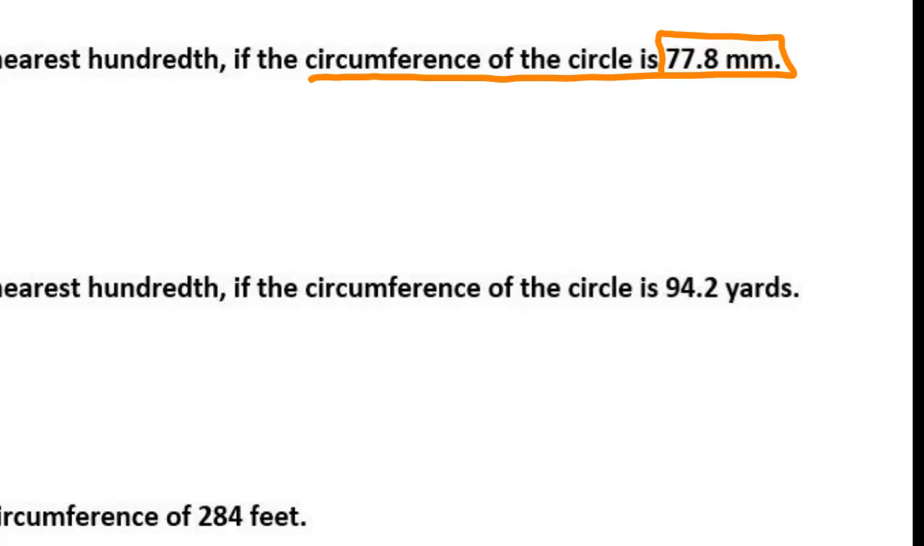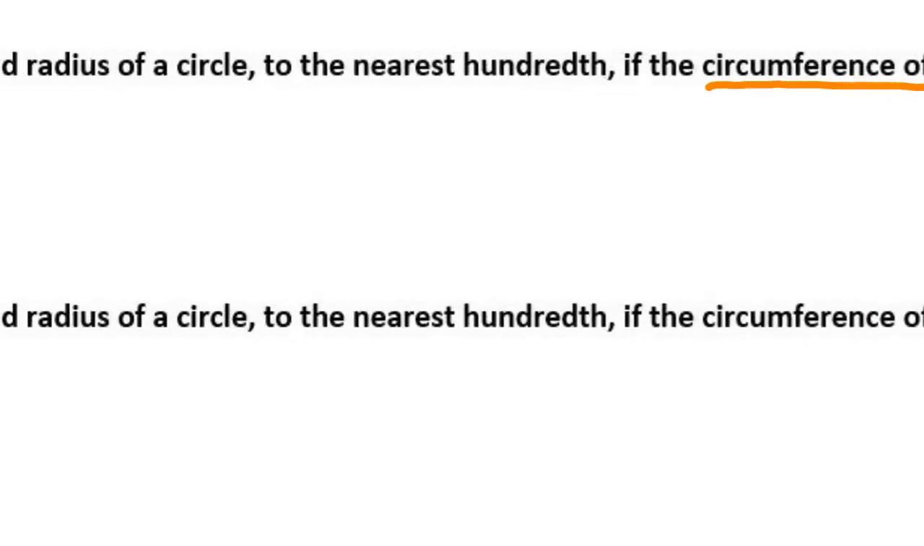We need to find the diameter and the radius, so it doesn't matter which one of these two formulas we use. Remember, they mean the exact same thing. One of them allows me to find the radius first, and then from that I can find the diameter. The other one allows me to find the diameter first, and from that I can find the radius. Which one do you guys want to use? 2 pi r? Sounds good.